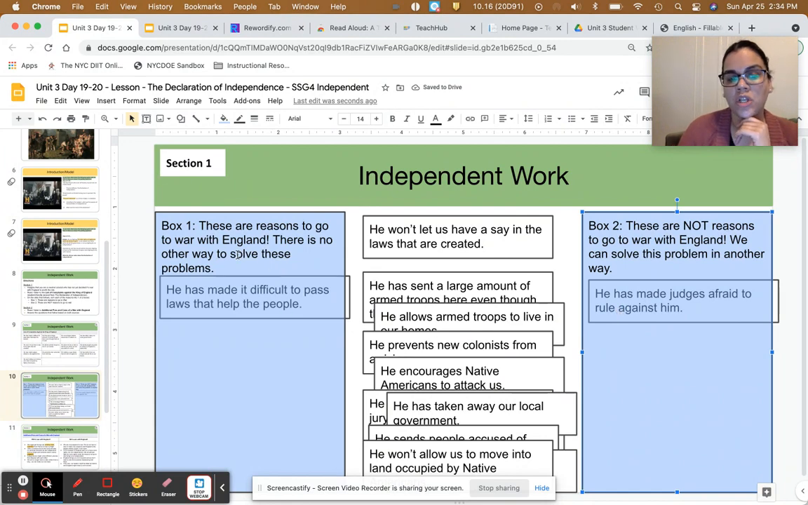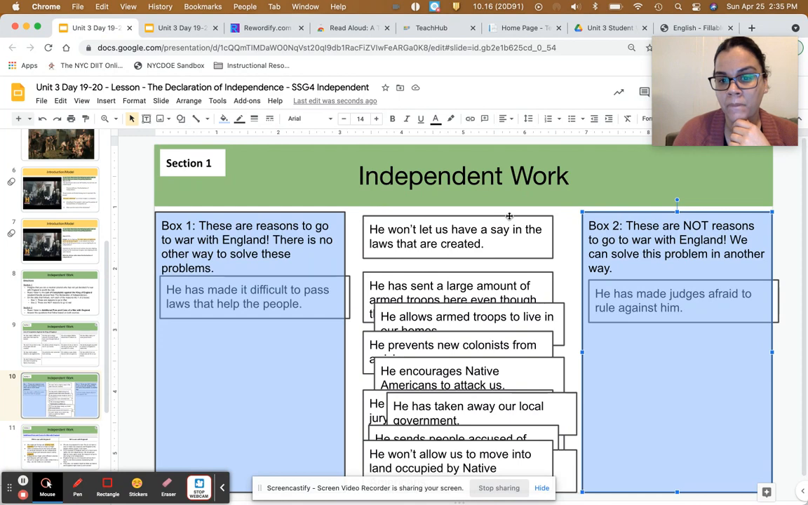I'm not sure if that's a good reason to go to war. If the judges feel afraid to speak out against him, maybe they can find a different way. Maybe they don't have to speak about him at all, or maybe there's another way to solve that issue. But I think this complaint by itself is not a good reason to go to war with England.